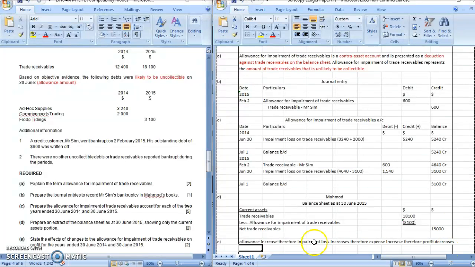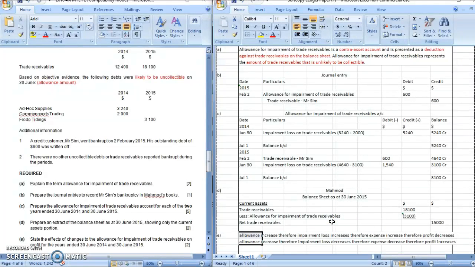And vice versa. If allowance decrease, then impairment loss decreases, therefore expenses decreases, and the effect is opposite, profit will increase. So having said that, this is just something for you to note.